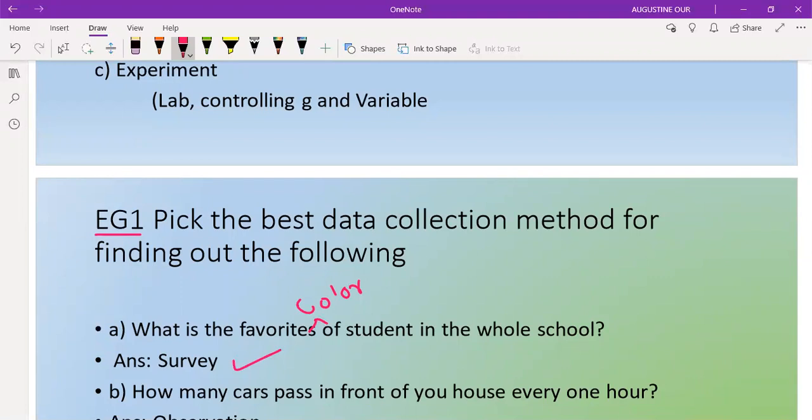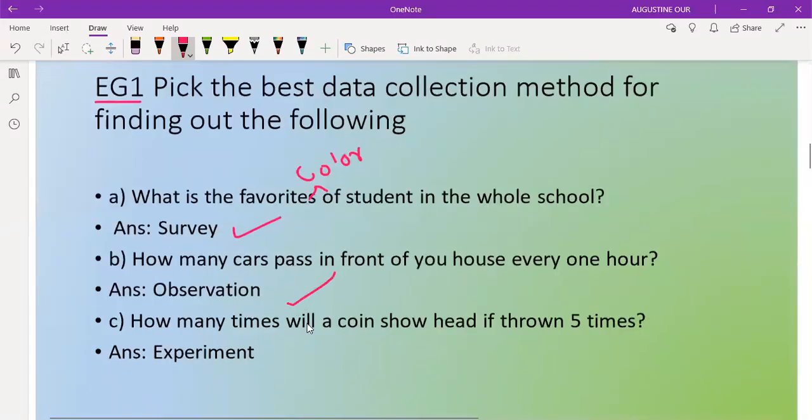So how many cars pass in front of your school every 1 hour? Oh, this is very easy, because you just stand at the balcony, maybe at the Mudira's office, or on top of the canteen. If you ask permission, it can be given. Or you can go to grade 6, because I know grade 6 is next to the road, and just watch what is happening. You stand there for 1 hour, and then you can see, oh, after 1 hour, I've seen 20 cars. And that's what we call an observation, because you're using your eyes only.